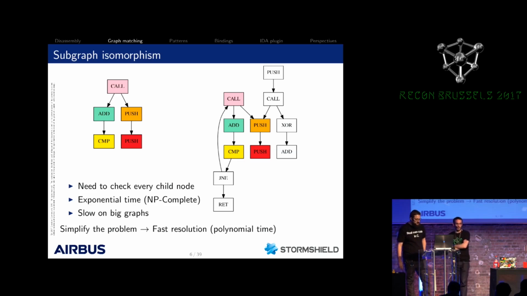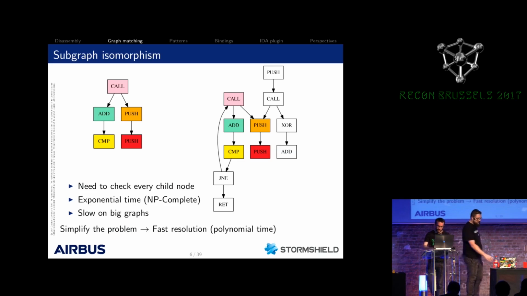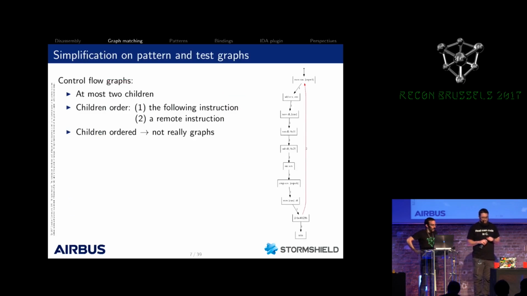So since the usual solution is pretty slow on big graphs, we wanted to have a fast resolution, so we wanted to have different algorithms. One thing we can say about control flow graphs is that they are not any graphs. The first property they have is that usually when you disassemble them, you'll see that a node in the control flow graph has at most 2 children. It happens when you have, for instance, a conditional jump. You have one child that will be reached when the condition is fulfilled, and one child that will be reached when the condition is not fulfilled. So that's the first property we have on control flow graphs.